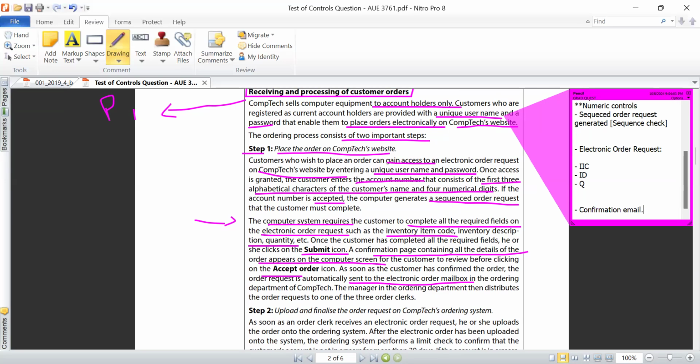Right? So they're saying once the order is confirmed, what should happen? You should receive a confirmation email. I need to test whether this is the case. Does it make sense, colleagues?